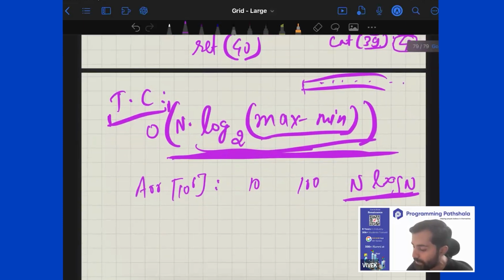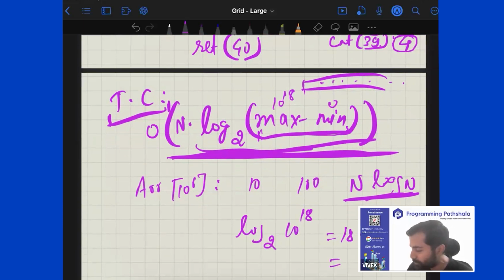What can be the maximum value of this expression? Let's say max is 10 power 18 and min is 0. What is log of 10 power 18 base 2? It is 18 multiplied by log of 10 base 2. Log of 10 base 2 is approximately 3 or 4. So this thing is something in between 60 to 70. So your complexity is 60 to 70 times n, which is nothing. It's nothing, right?